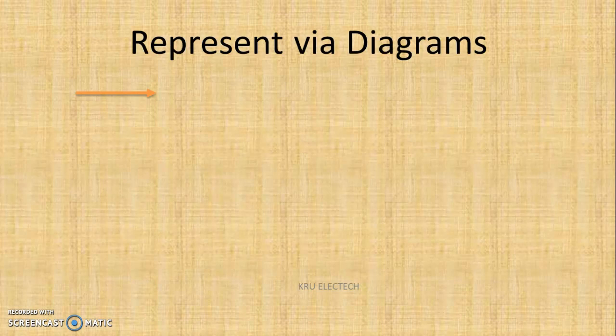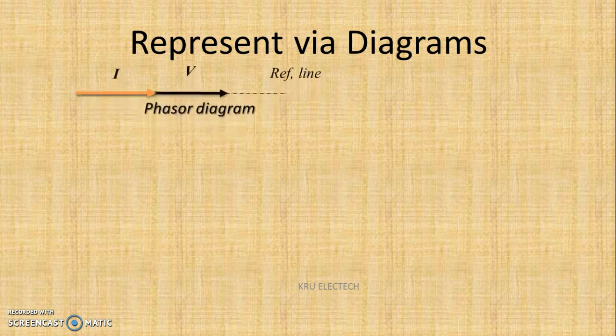Now this is the representation via the diagram. We see the voltage and current waveforms and their representation. This is the phasor diagram. Here there is no phase difference between the voltage and current, so the voltage and current are both on the same line.